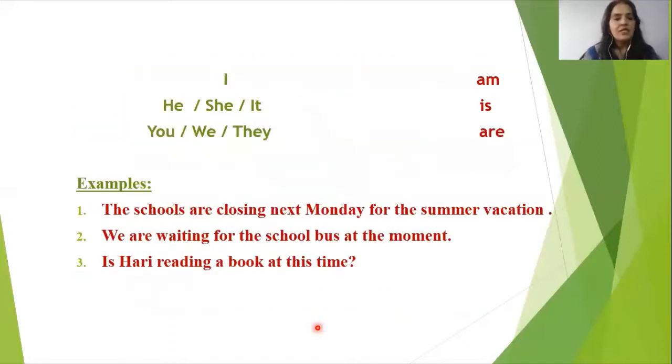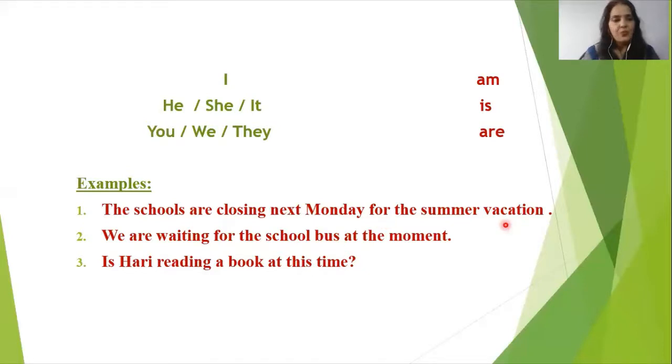Yes, children, as you can see here, am will be used with I, and is will be used with singular numbers he, she, it, and are will be used with the plural number you, we, they. Okay? And some more examples are here for you to understand it. The schools are closing next Monday for the summer vacation.